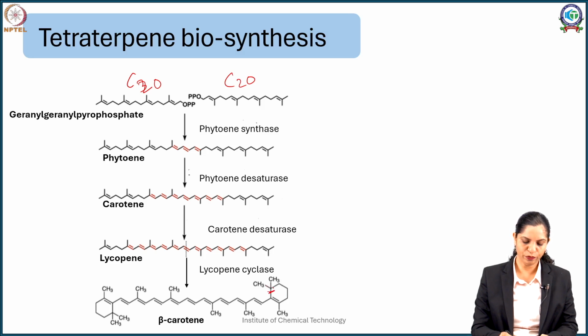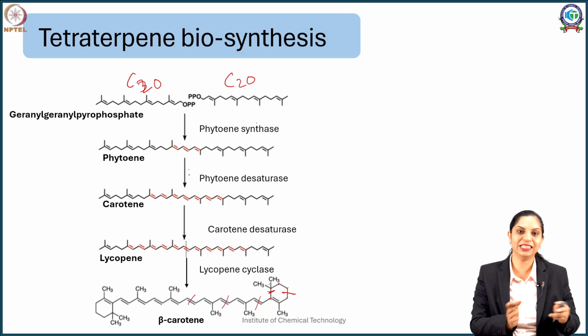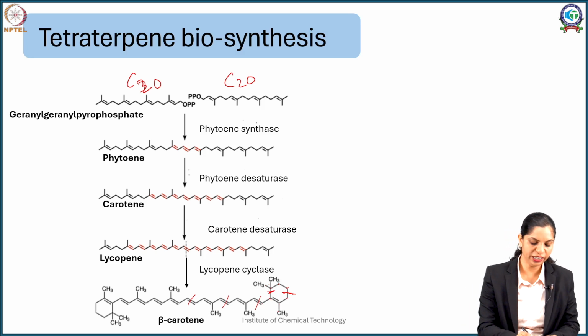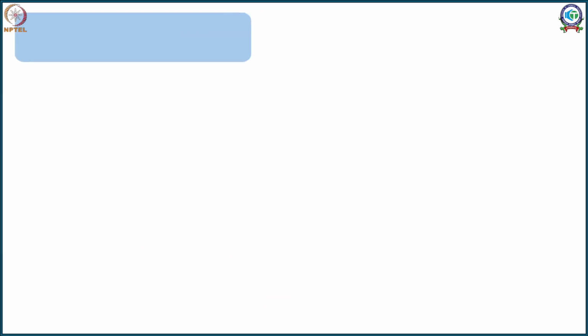So I am just starting it from here, 1, 2, 3, 4, 5. I cut it here again, 1, 2, 3, 4, 5. I can cut it here 1, 2, 3, 4, 5, and I can go till here. So you can see the same kind of 4 isoprenes are there on each side, which are joined to each other here by a tail to tail linkage, which is an important distinguishing characteristic of your tetraterpenoidal compounds.